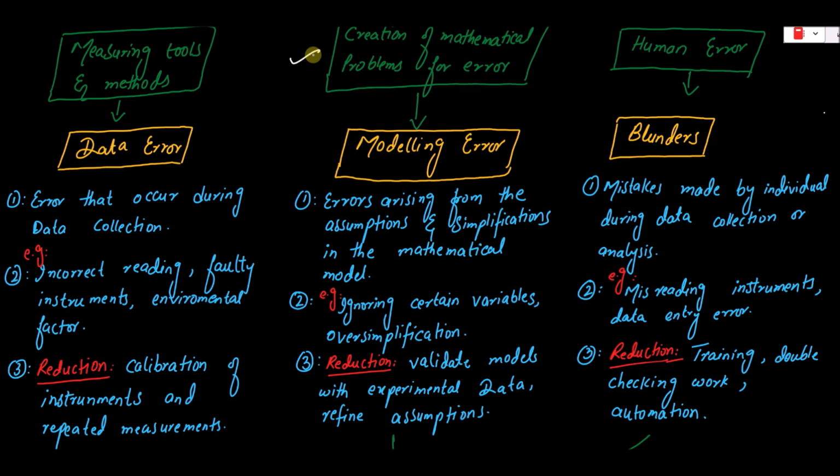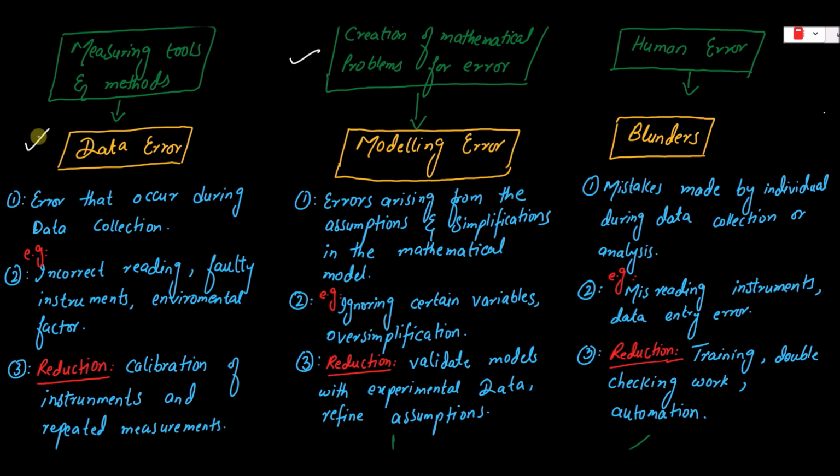Number one, validate your models with experimental data. Number two, refine your assumptions to better reflect reality. And number three, use more complex methods when necessary, but be aware of the trade-off between complexity and the computational cost. Next, we will talk about the data error.